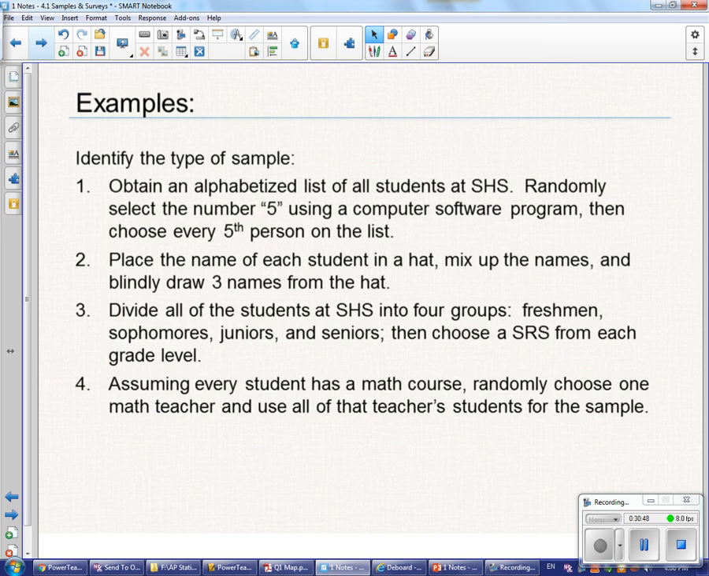So let's see. I'm going to quickly go through. Well, actually, you know what? What I'd like you guys to do, there are 4 examples here of different sampling techniques. What I'd like you to do is pause the video and see if you can identify the sampling design. And then I'll show you how to do number 2, where we actually use a table of random numbers to select a random sample. So please pause the video and complete problems 1 through 4.